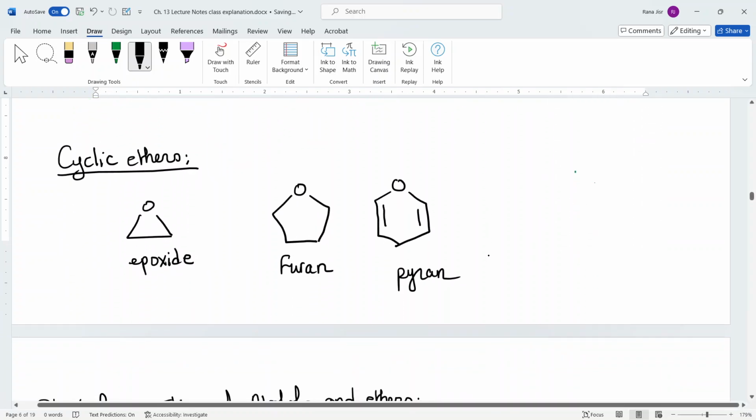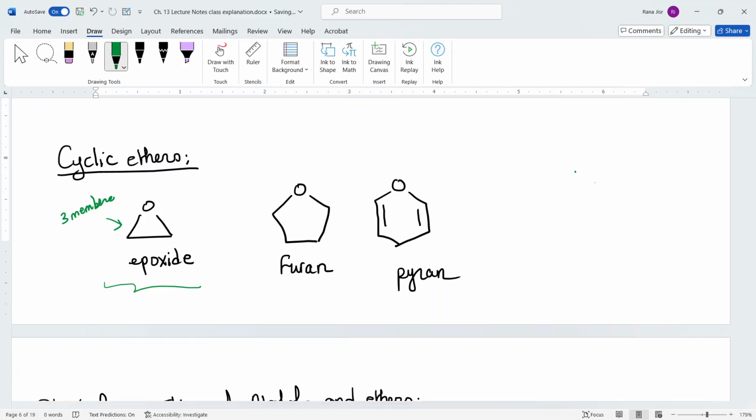Now for cyclic ethers, there are different types of cyclic ethers. There are different members of cyclic ethers in there. What we are interested in is the epoxide. Epoxide is the simplest ether, and this is a 3-membered ring ether. And then we have the 5-membered ring ether.